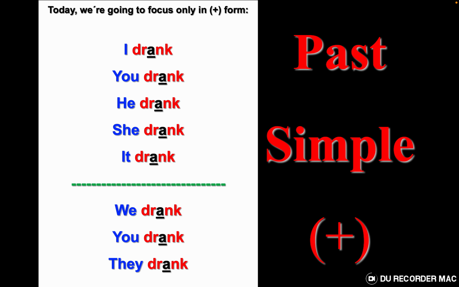Drink. So drink is present. The past, we need to change I to A, drank. Let's see drank with all pronouns. I drank, you drank, he drank, she drank, it drank, we drank, you drank, they drank.